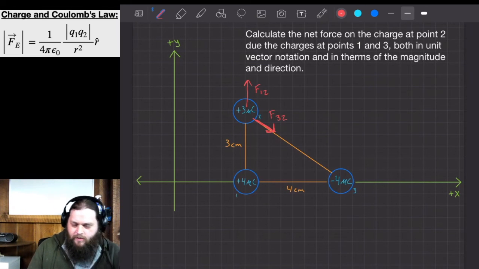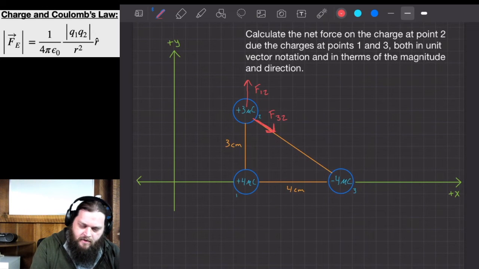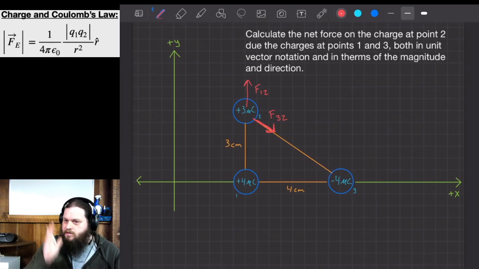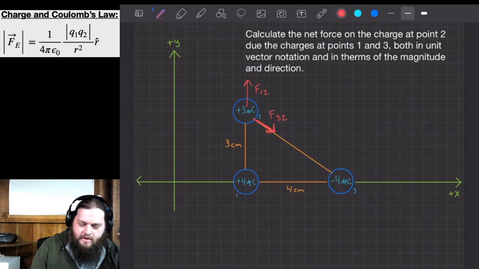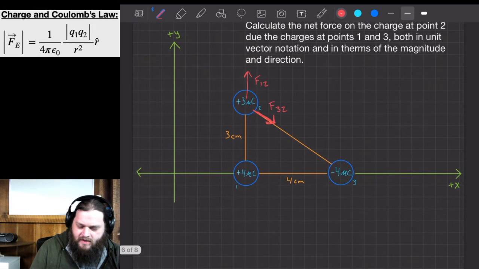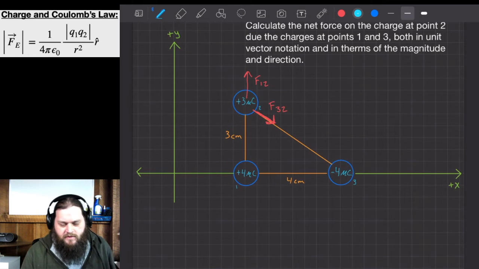Now, we have to break these up into their components as well. So F of 1 to 2 is already kind of in its component. It just goes straight up. It doesn't have an x component, or it's equal to 0 in this case. So that makes that one fairly easy. This other one, F of 3 to 2, that one's at an angle. So we're going to have to determine what angle it's at, just so we can determine the magnitude of that force.